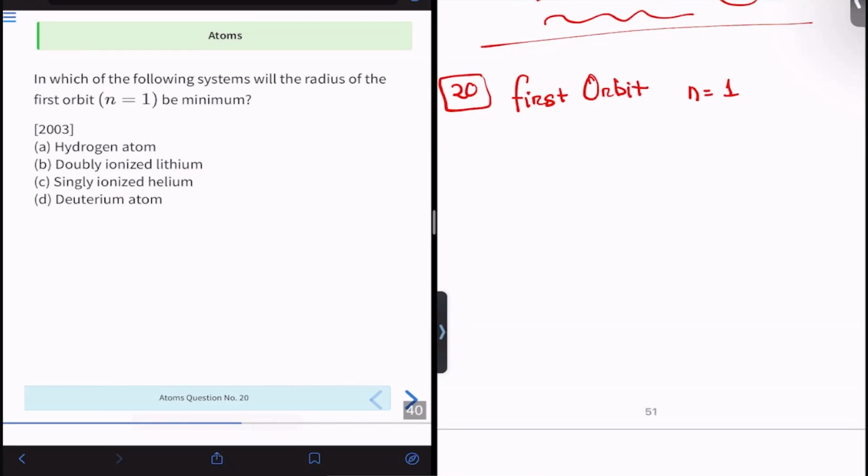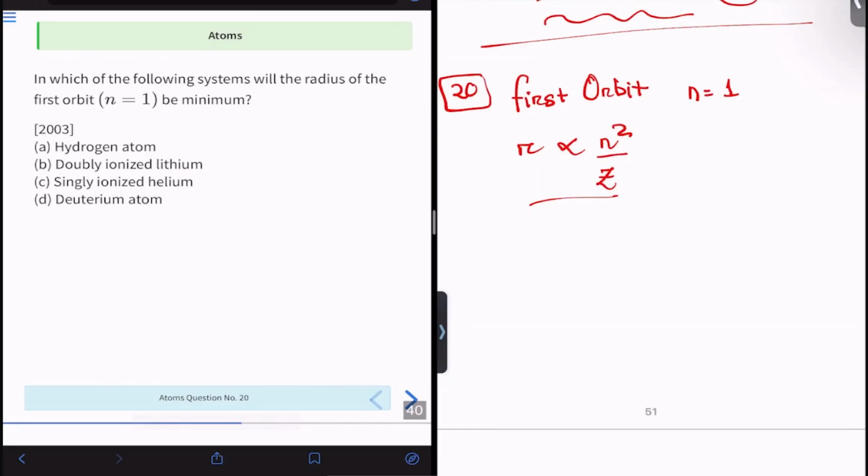So what do we know? That radius is directly proportional to n square upon Z. This you remember. R is directly proportional to the ratio of n square upon Z. If you remember this, you can solve a lot of questions from atoms, because most of the questions in atoms will be based on very few formulae. This is one of the most important formulas. So which of the following will have the minimum radius?